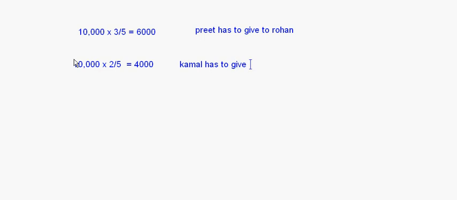So that will be for Preet. This is what Preet has to give to Rohan, right? And 10,000 into 2 by 5 will be equal to 4,000. Kamal has to give rupees 4,000 to Rohan, right? Okay, so this is in the ratio of 3:2, right?